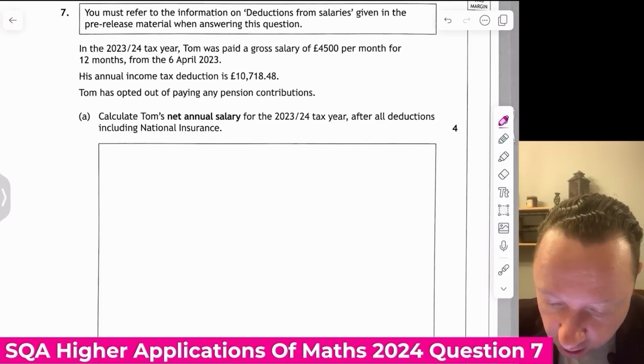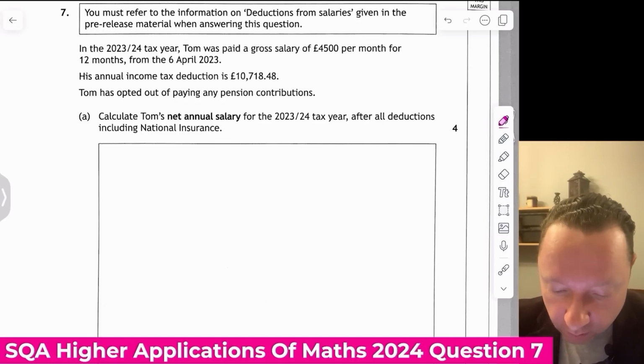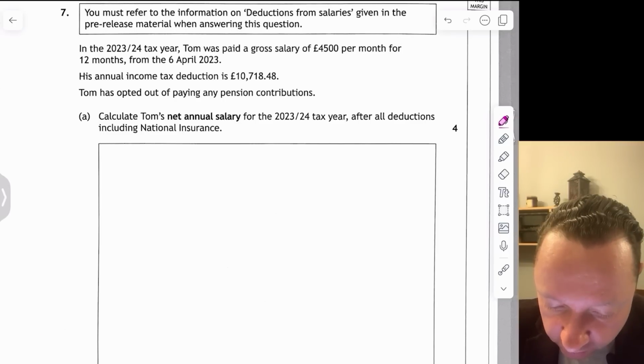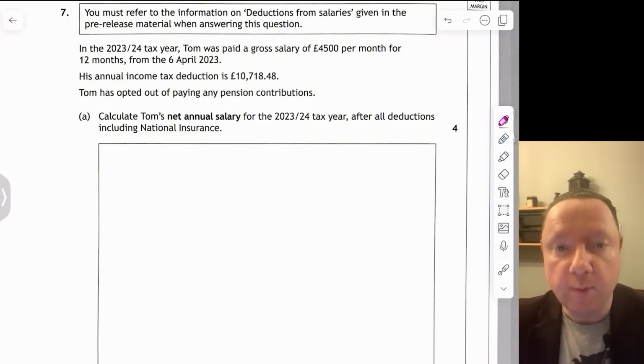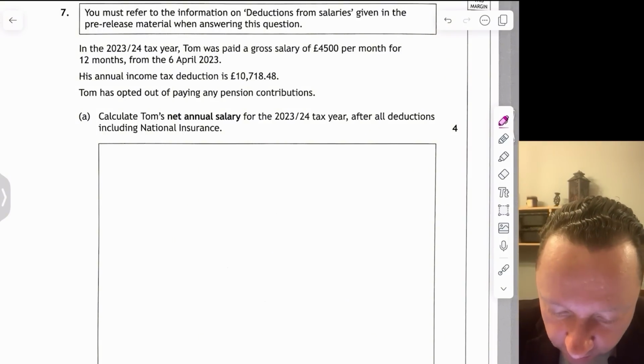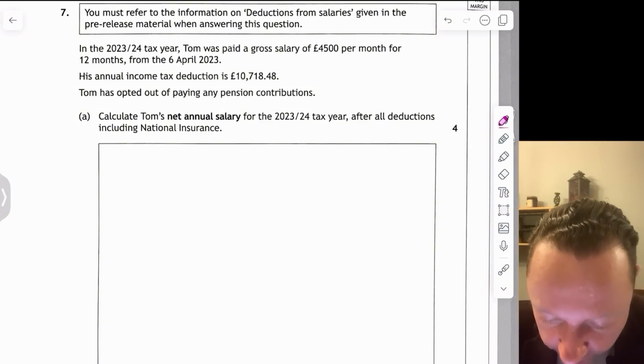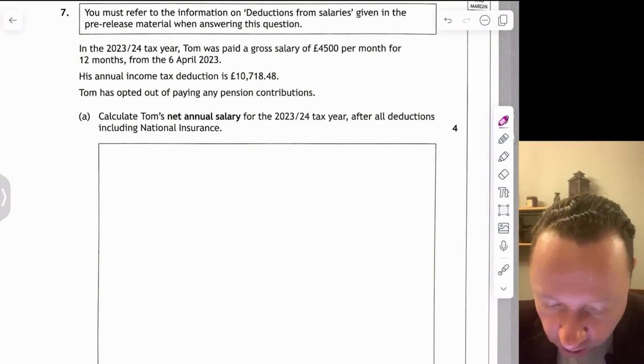You must refer to deductions from salaries given in the pre-release material. It says in 2023, Tom was paid a gross salary of £4,500 per month for 12 months from the 6th of April 2023. His annual income tax is £10,718.48, so we don't need to calculate the tax. And he's opted out of paying pension, so we don't need to work out his pension. It says calculate Tom's net annual salary after all deductions, including national insurance.